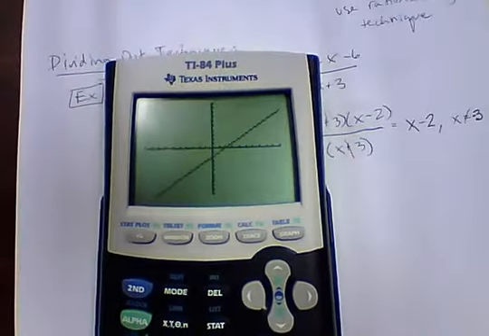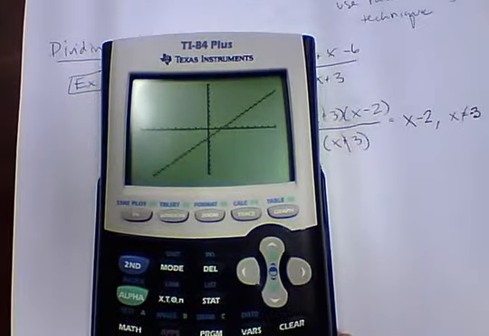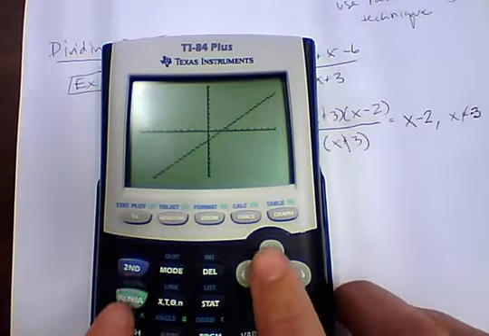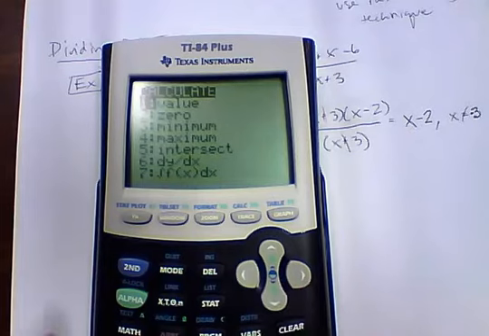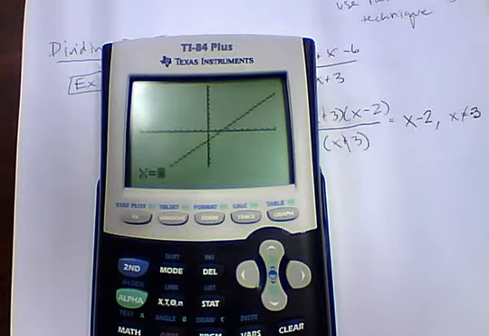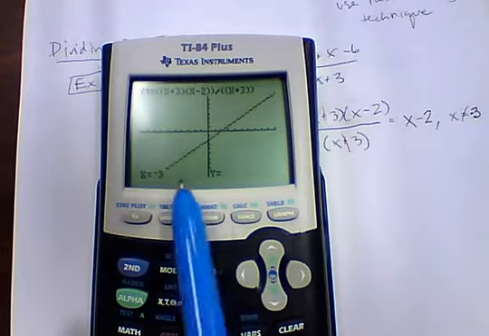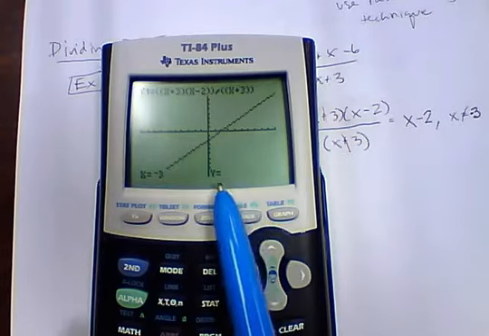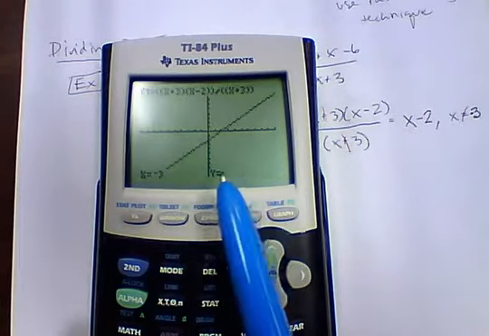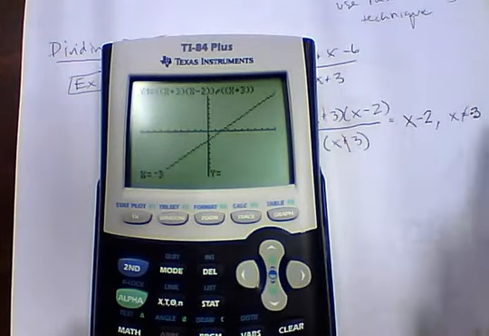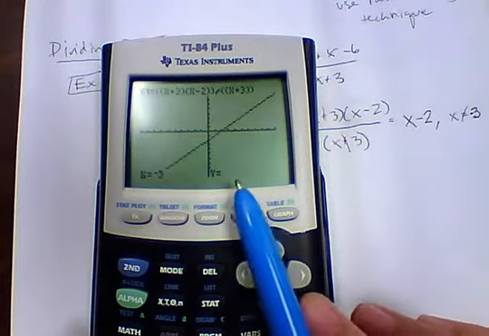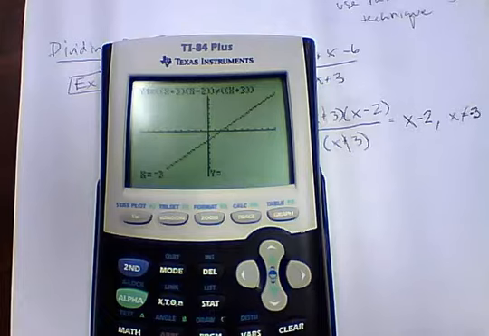We can still confirm with our table and by tracing the point. So we could press second trace, and we want to see what our value is when x equals negative 3, so we're going to press enter, and we're going to type in negative 3. And oh, there's our hole. Do you see how you don't have any y values there? That is how they're representing that the graph is undefined at negative 3.